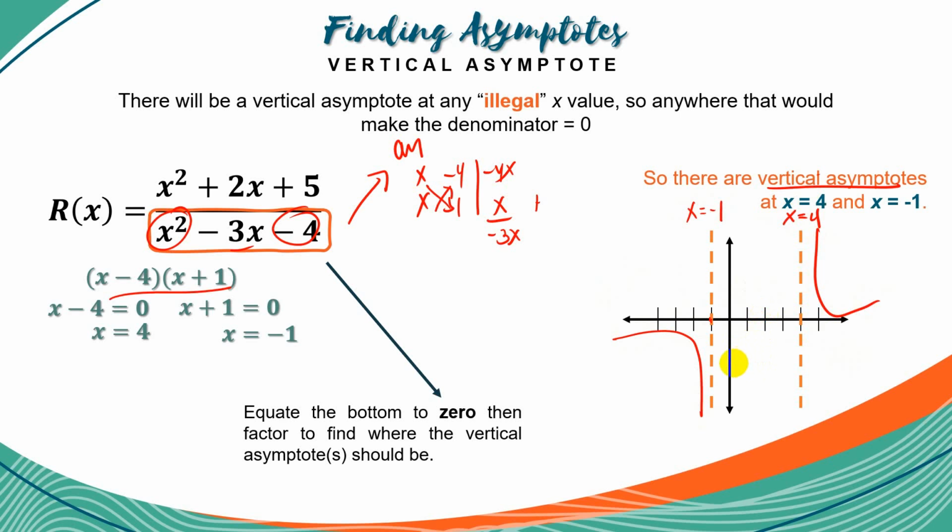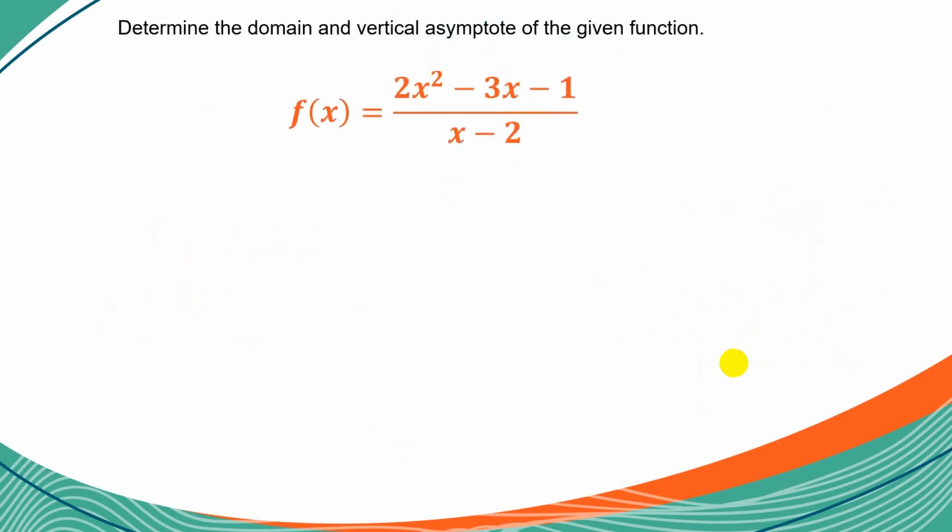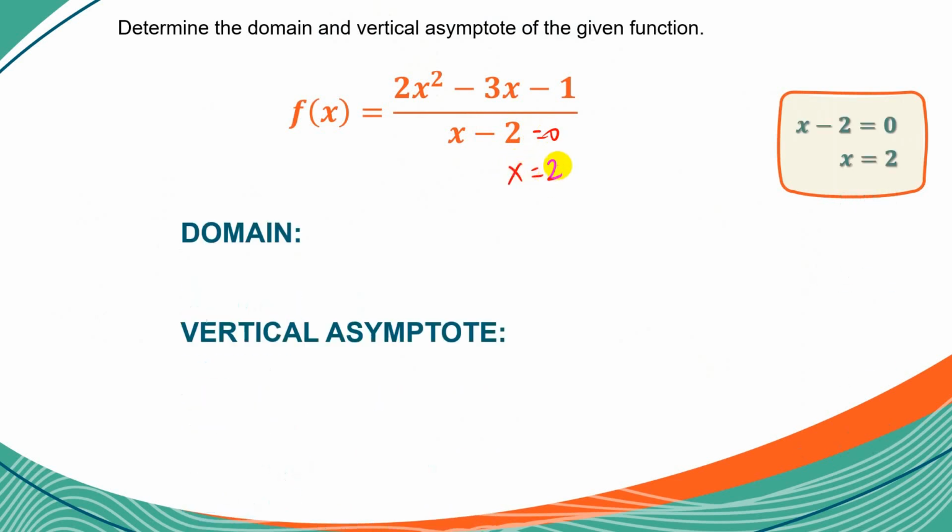Okay? So when we say vertical asymptotes, these are just the illegal values or values of x. Don't be confused by that. So let's have this. Determine the domain and vertical asymptote of the given function. So just get the denominator wherein x minus 2 is equal to 0. Therefore, x is equal to positive 2. That is our illegal value. So our domain will be x is an element of real numbers such that x is not equal to 2.